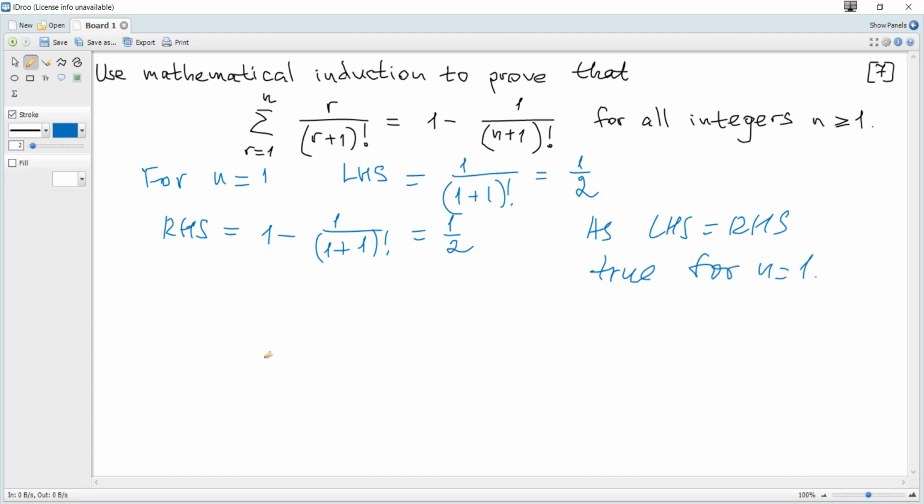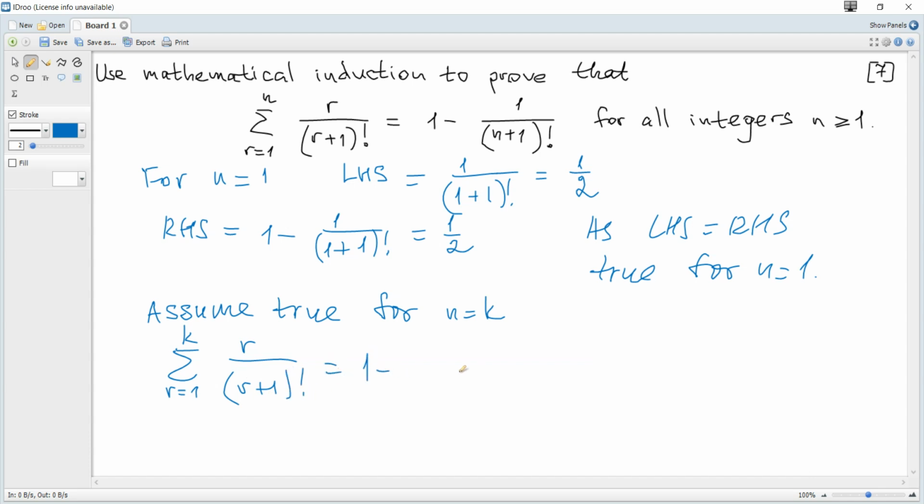The next step is we assume true for n equals k, and just rewrite the given statement substituting k for n. So it becomes sum for r from 1 to k, r over r plus 1 factorial is 1 minus 1 over k plus 1 factorial.